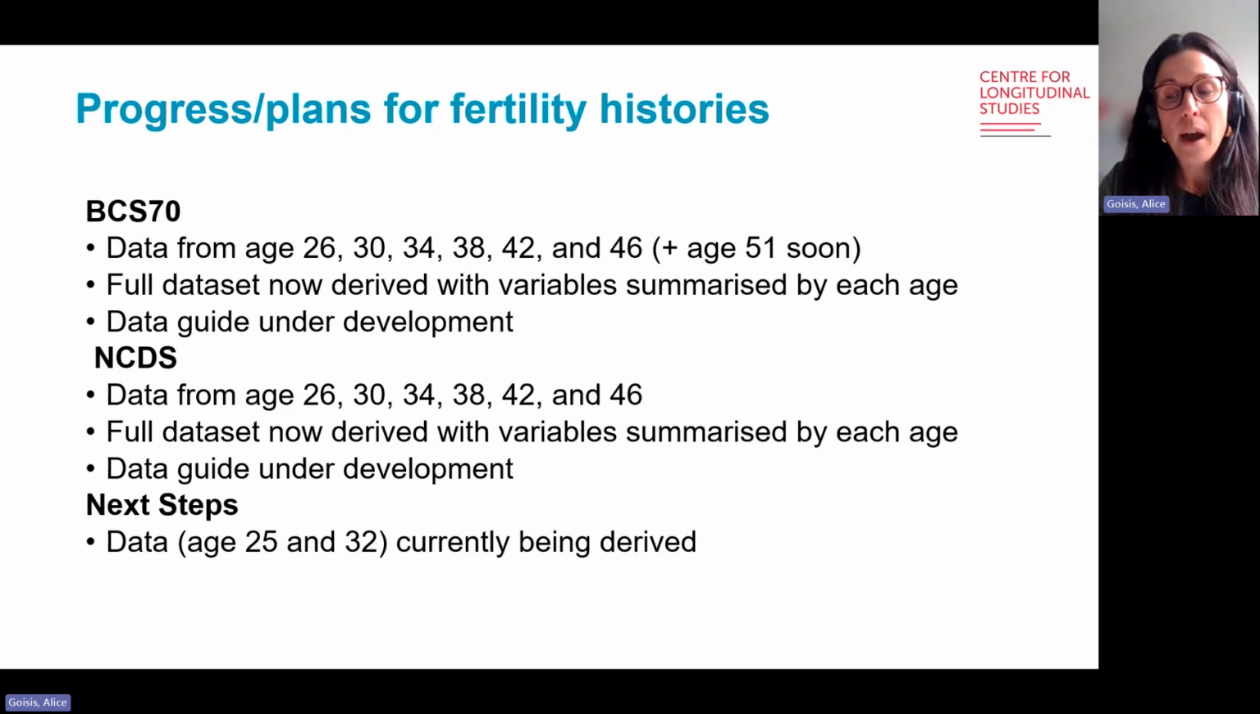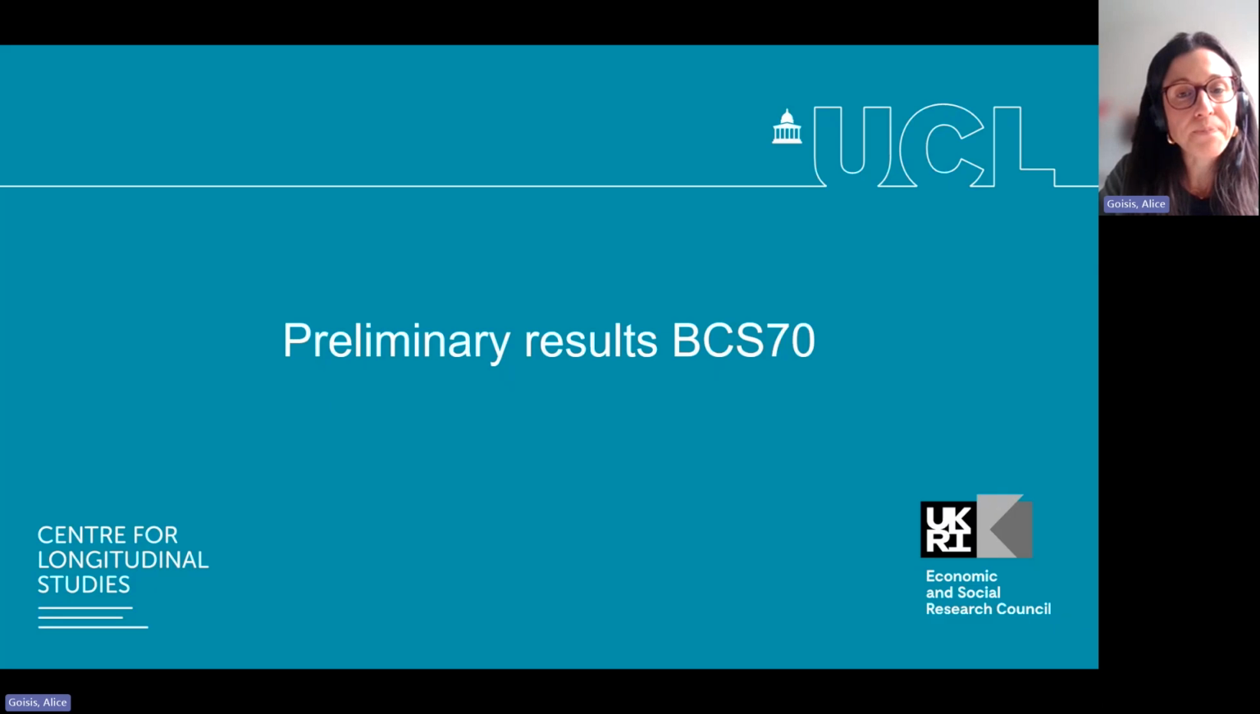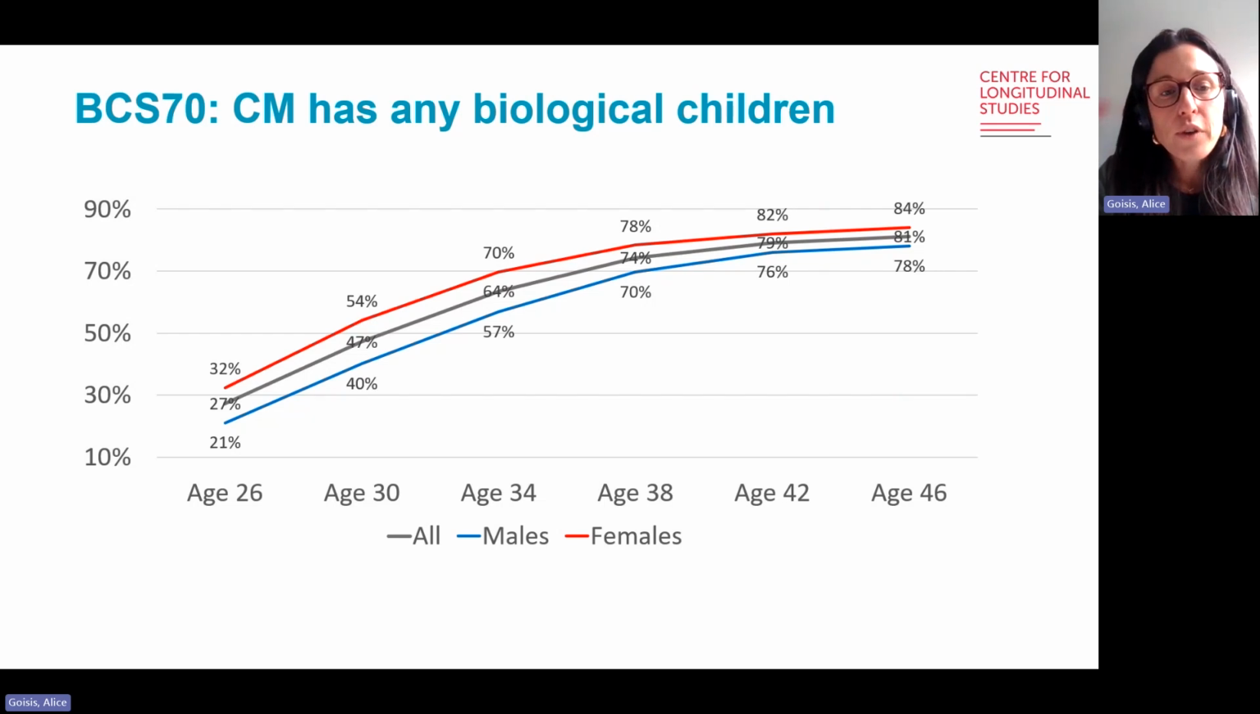We have not included the Millennium Cohort Study for now because they're too young, but obviously as they get older, the plan is to then integrate the Millennium Cohort Study into this strand of work. So before I conclude, I would like to show you some very brief results for BCS70 using the harmonized fertility histories.